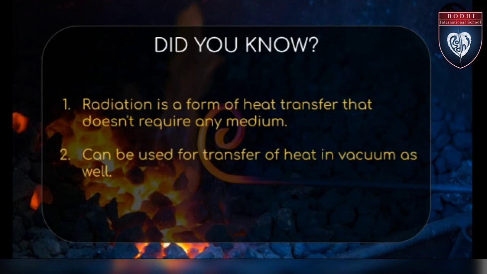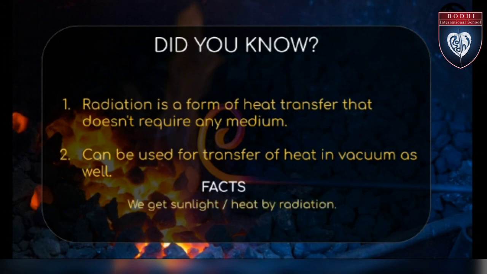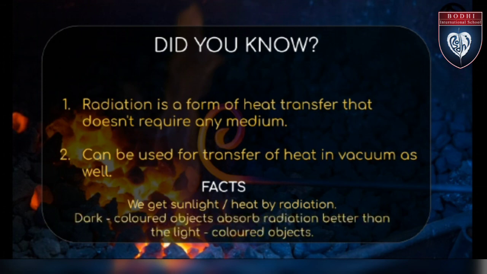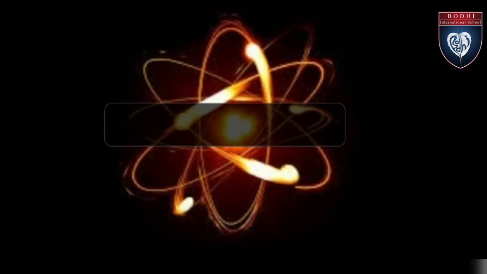The next topic is radiation. Radiation is a form of heat transfer that does not require any medium. It can be used for transfer of heat in a vacuum as well. We get sunlight or sun heat by radiation. Dark colored objects absorb radiation better than light colored objects. For that reason we wear light colored dresses in summer and dark colored dresses in winter.